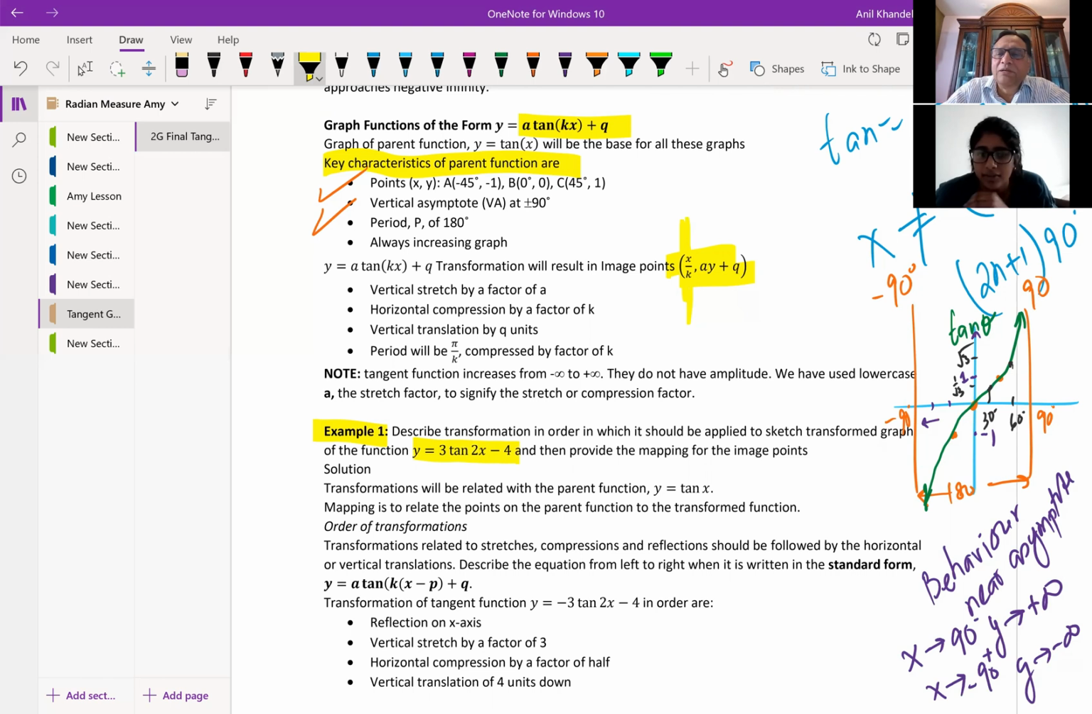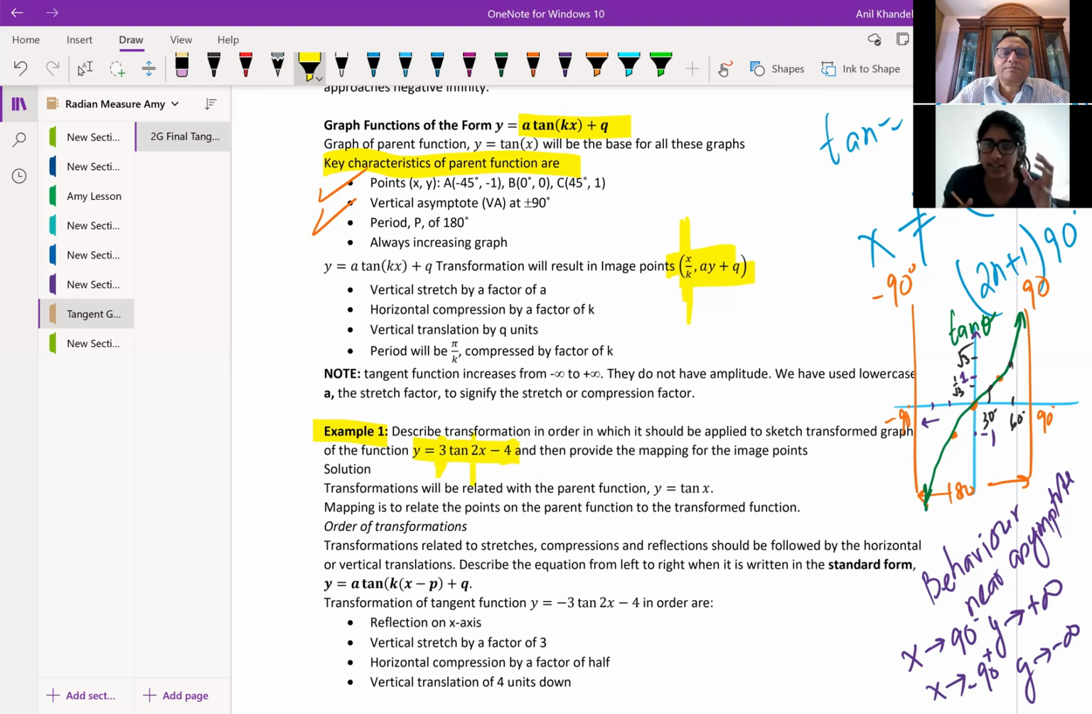Correct. How will you do it? Tell me. Okay, so first thing is to look at the outside. I'm just describing the transformation and then the mapping. We can see that there is a 3, so that will let us know the vertical stretch or compression, vertical stretch. And then we've got the -4, so we know the graph would shift down 4 units, vertical translation.